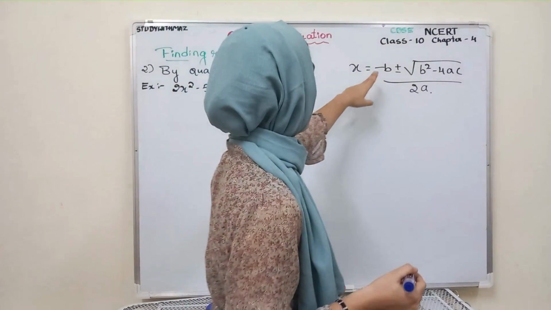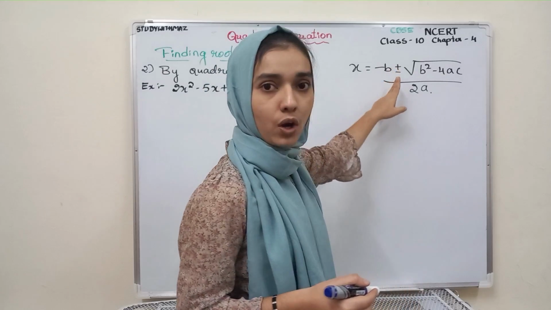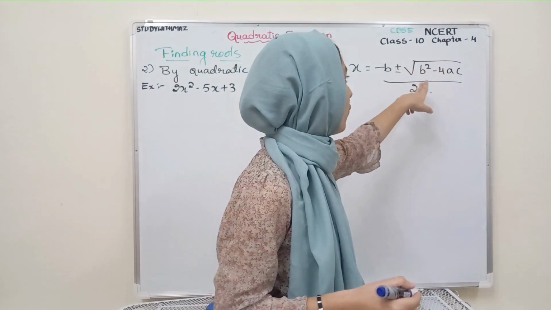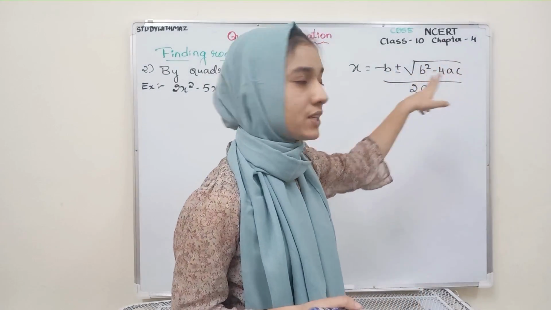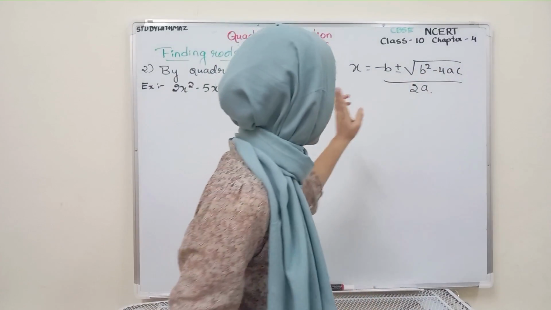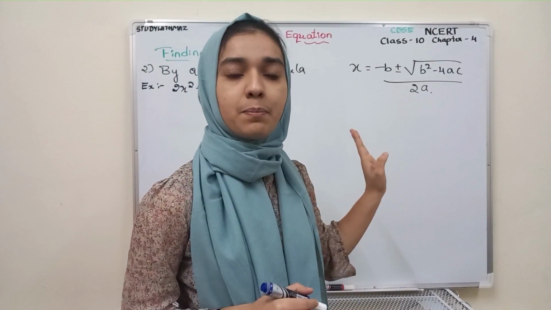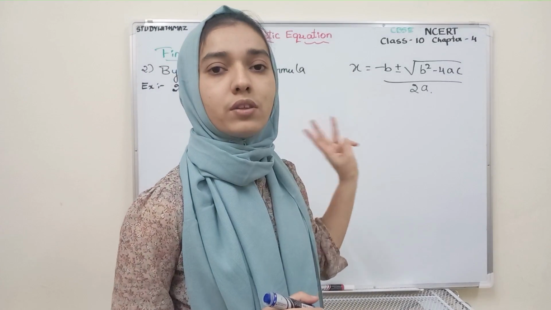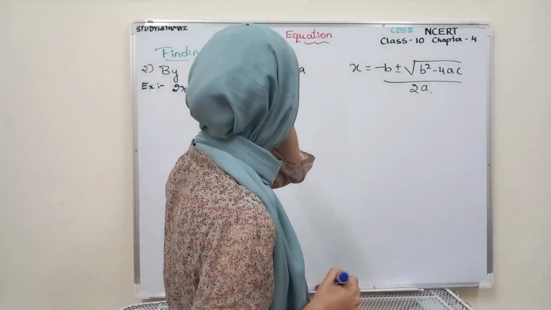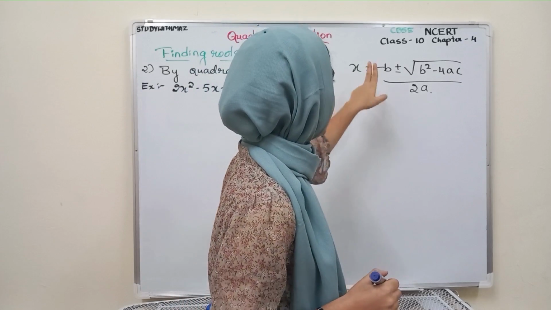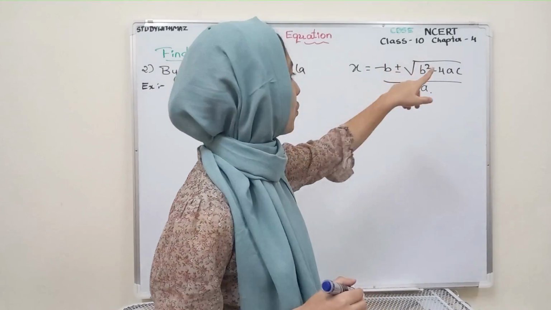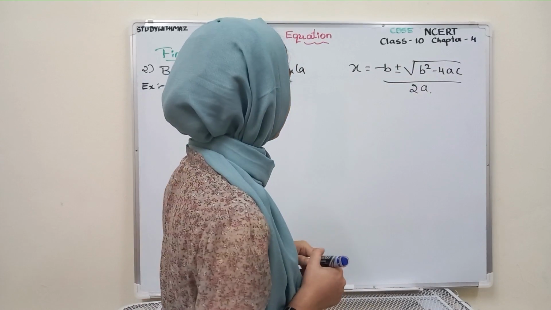x is equal to minus b plus or minus square root of b square minus 4ac, all divided by 2a. Okay, you need to know the formula. This is very simple. Just read it 2 or 3 times. It can be easily remembered by you. Minus b plus or minus square root of b square minus 4ac divided by 2a.